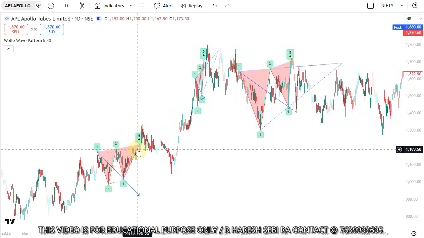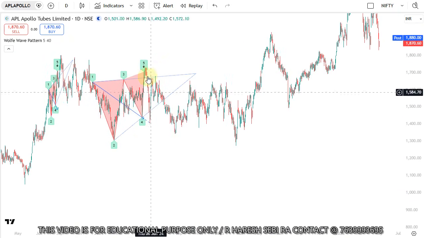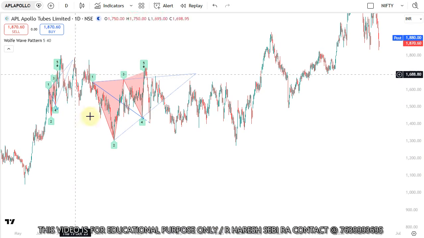See here, sell Wolfe wave, there is a sell correction. Sell Wolfe wave, there is a sell correction. Sell Wolfe wave, there is a sell correction.